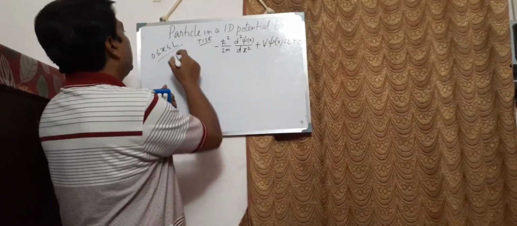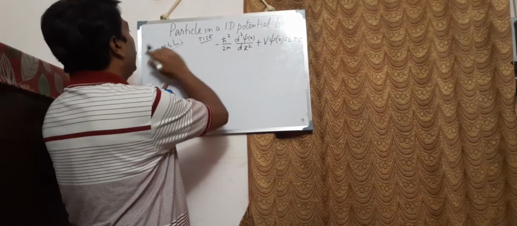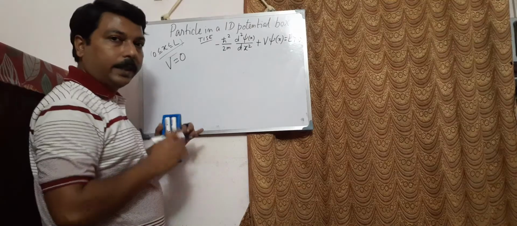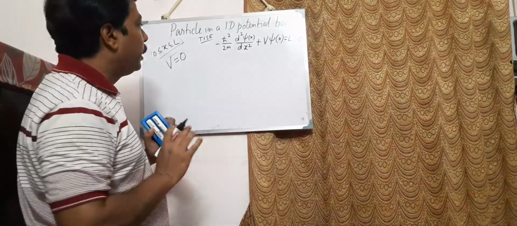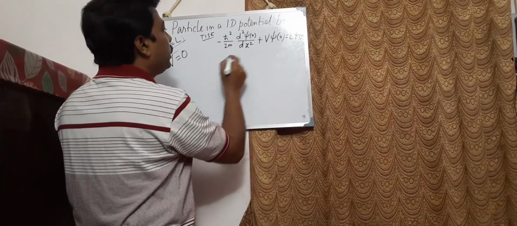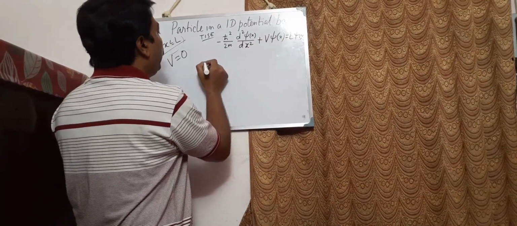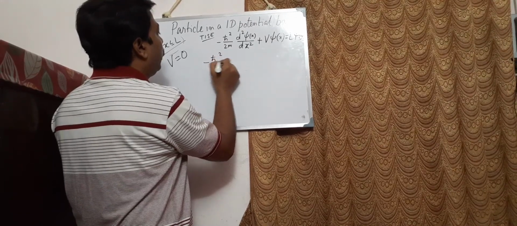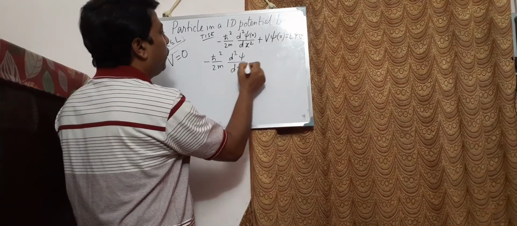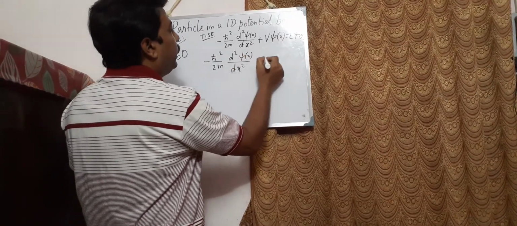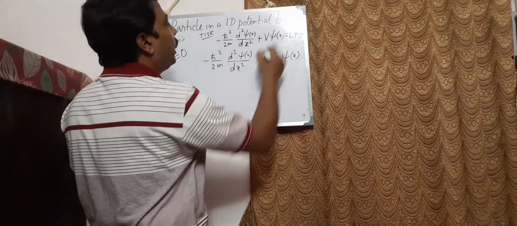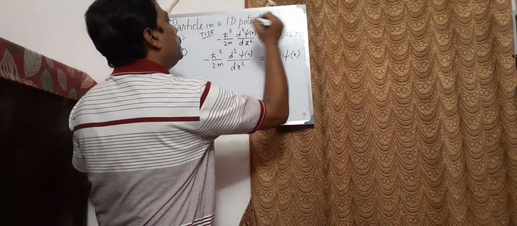In our case, when we are looking at this region x equal to 0 to x equal to L, the potential is 0. We have already said that the particle is free to move inside the box, so there is no potential acting on the particle. So let us put V equal to 0 in our time independent equation, and we get minus ħ² by 2m d²ψ/dx² equal to E into ψ(x), since V is equal to 0 in our case.